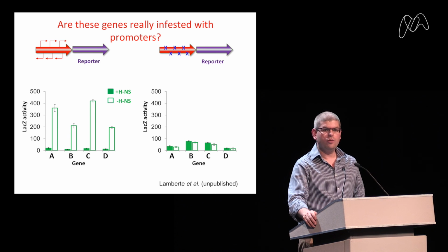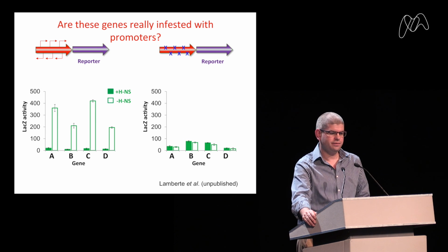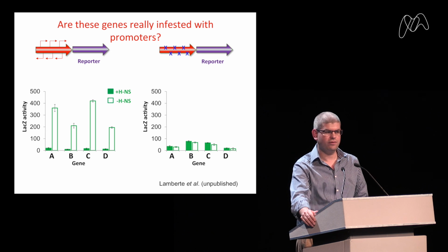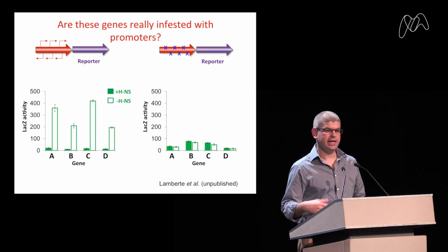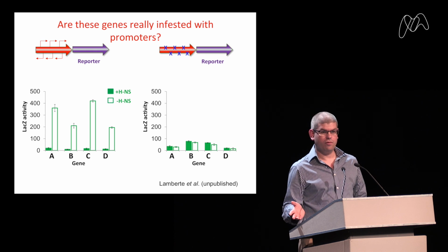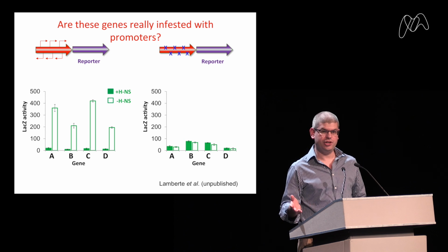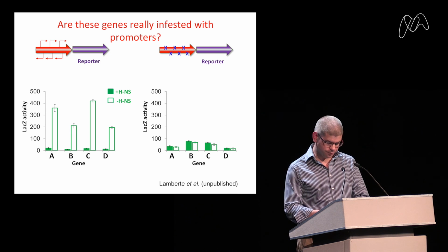So hopefully you've found those two sets of data quite compelling, at least for these 4 AT-rich horizontally acquired genes. But of course, what we next needed to determine was whether or not this was a general phenomenon. Okay, so do all horizontally acquired AT-rich genes in the E. coli chromosome behave in this way?